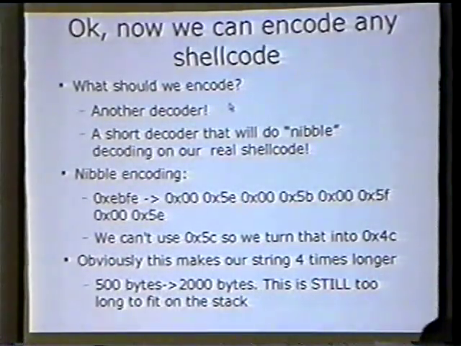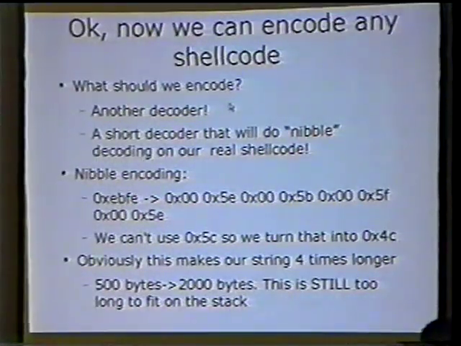There's another issue that you have, and that's the size issue that you really haven't been able to conquer yet. The way you get around that is by writing another little mini decoder that does this sort of nibble decoding. You can see EBFE is just a loop jump, but it would actually get transformed via the encoder into 005E, 005B, 005F, 005E.